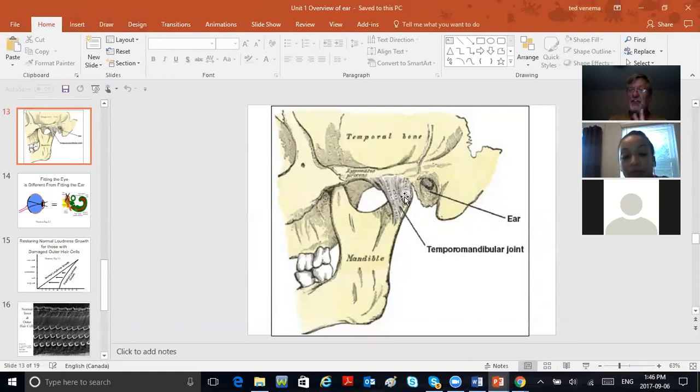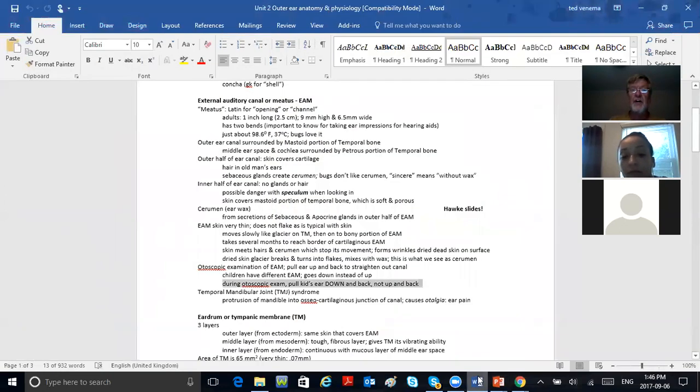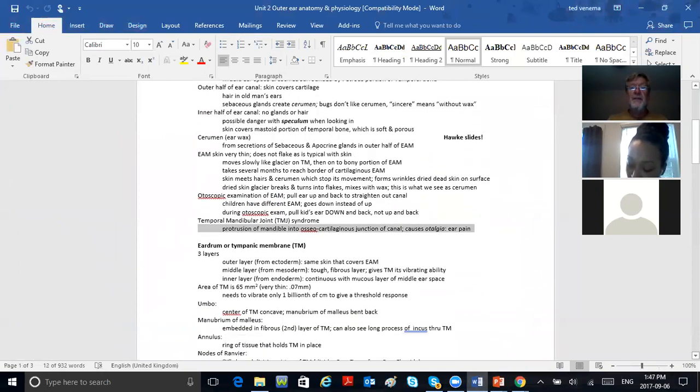Just so you know, TMJ is something that can cause a lot of pain, and it can produce otalgia, which is ear pain. Oto, ear; algia, pain. So arthritis of that joint causes TMJ syndrome. All right, enough on that. Let's look at a bit about the eardrum.